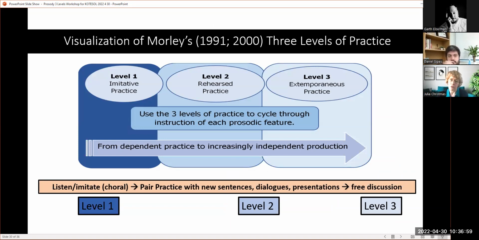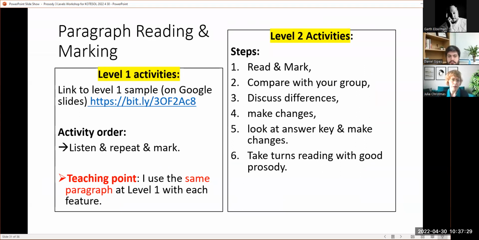So again, 3 levels of practice with Morley. Level 1 is very, very imitative. It's listening, it's choral. I'm moving to pair practice with new sentences and dialogues and presentations. And then finally level 3 with free discussion and debate and any non-scripted activity that you have. So that is everything. And I'm really sorry for the speed, but I wanted to give you as much as possible in one session.